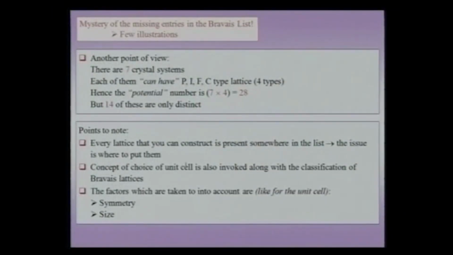We will use the concept of choice of unit cell along with the classification to understand the existence of these 14 Bravais lattices. And we have already seen that the 2 important concepts when we try to understand crystallography are the concepts of symmetry and size, which we shall invoke to understand the list of missing lattices. So for instance, let us pick up the first one.